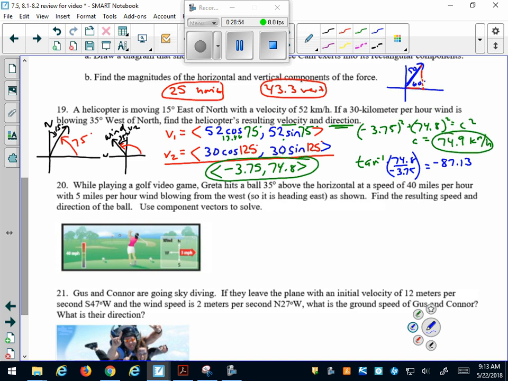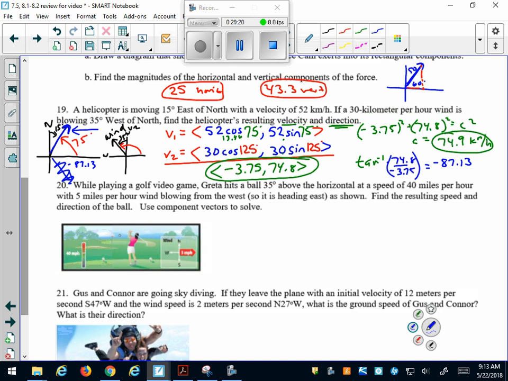Again, we got to think about this. Are we really in the negative 87 direction? I don't think so. Because if this helicopter was flying this direction with the wind blowing this way, he's not going to end up down here. Not going to happen, right? So that would be negative 87.13.